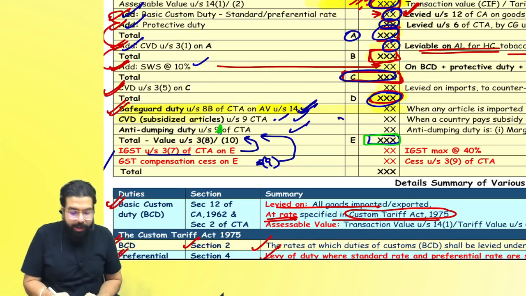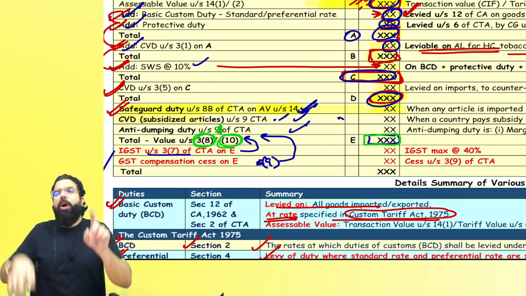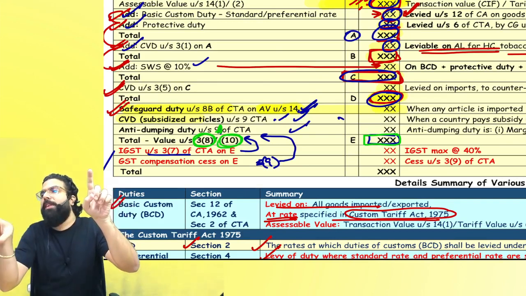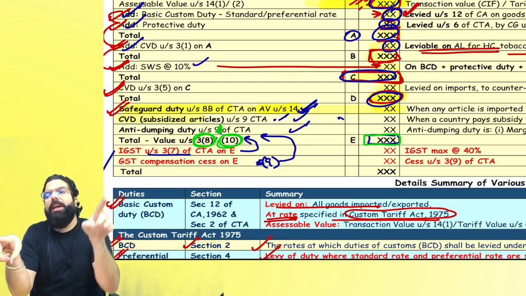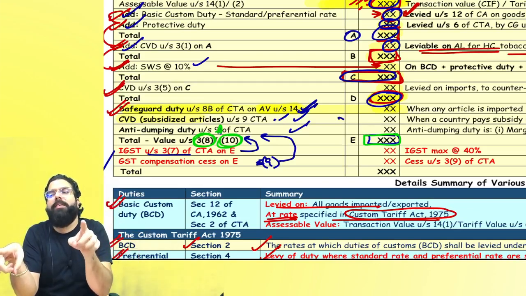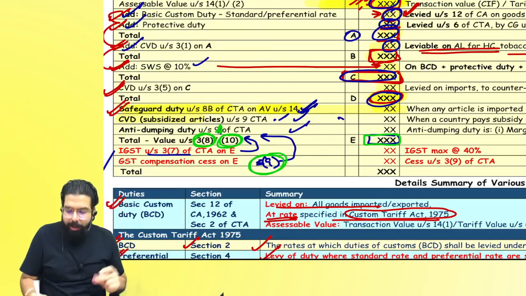This total is known as 3.8 ka total or 3.10 ka total. On the 3.8 ka total, under section 3.7, IGST is charged. The 3.10 ka total is the same. On that, GST compensation cess under section 3.9 is being charged over here, right everyone? Now you will get a total.